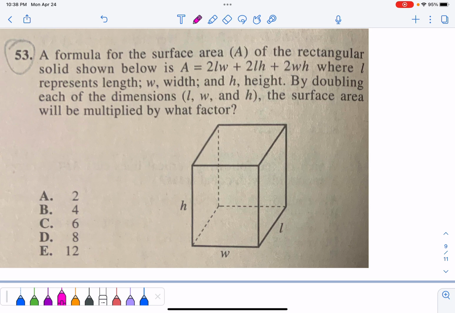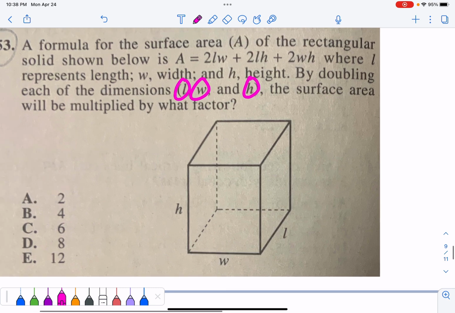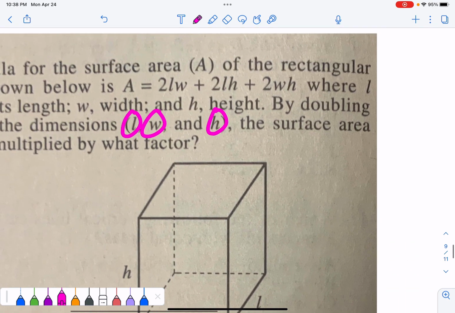Okay, now here's the deal. They do this every once in a while. They'll have like a hypothetical thing, right? By doubling each dimension, the length, the width, and the height, the surface area will be multiplied by what factor? Now you can do this a couple different ways. You can pick hypothetical numbers for your length, width, height, and then double them and figure out what you get.